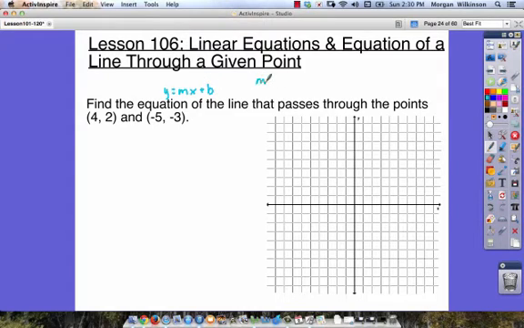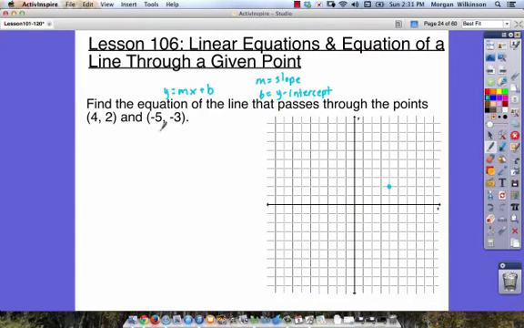In this, we know m equals the slope, which is our rise over run, and b is equal to our y-intercept, where it crosses the y-axis. Now what we can do for a problem like this is graph out our points. Let's graph out (4, 2) first. So we've got 4 on the x and 2 on the y.